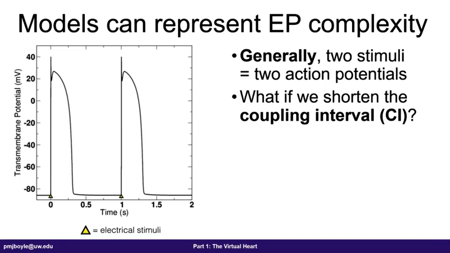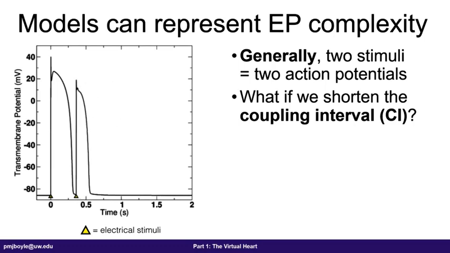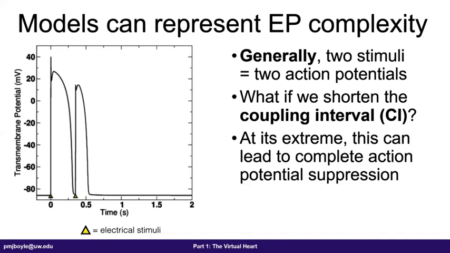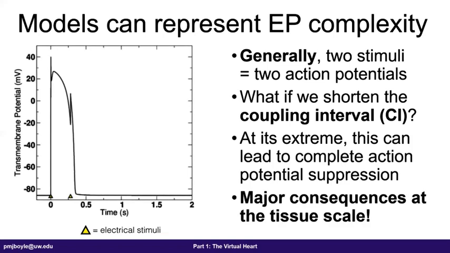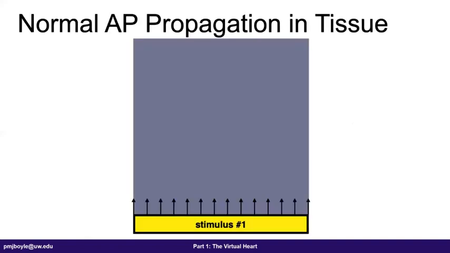But if we shorten the coupling interval between those stimuli, what we're going to see is abbreviation of the action potential duration, weakening of the upstroke, the amplitude gets smaller. It's hard to see here, but the upstroke velocity would also be slower. And at its extreme, this can lead to complete suppression of action potential. Okay, and this has major consequences at the tissue scale.